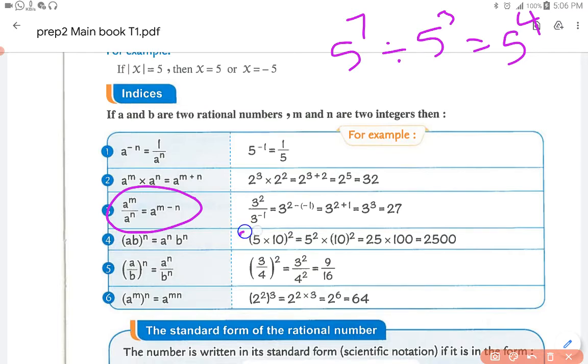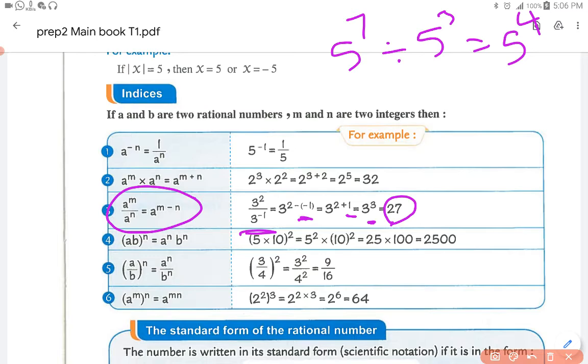In this example, 3 to power 2 over 3 to power negative 1, you will subtract. 3 to power 2 minus negative 1, and minus negative will be positive, so it will be 3 to power 2 plus 1, which is 3 to power 3. 3 to power 3 equals 27.